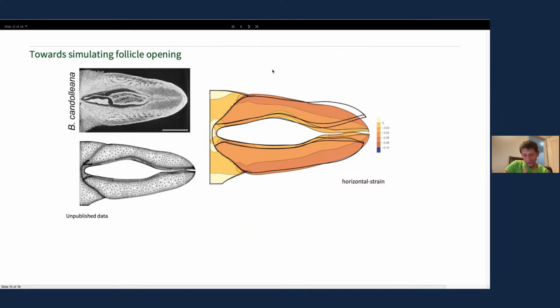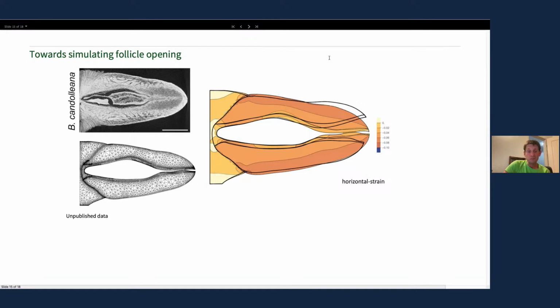So the next step that we're trying to work on now, again, staying in 2 dimensions, is to go from these 2-dimensional images from CT scans or things like that to then automated 2-dimensional meshes, and then to run finite element simulations for solid mechanics. So taking a heat-based signal or a swelling-based signal to allow for expansion. And for example, here is a map of horizontal strain doing this.